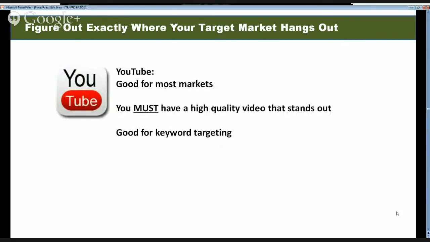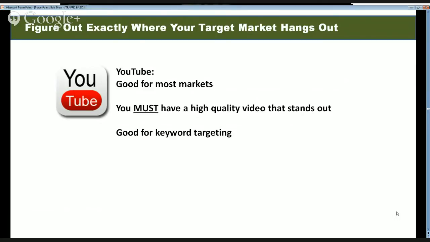YouTube is really a great place, and you can market to just about anybody and any topic on YouTube. But the problem with YouTube is that you absolutely positively must have a really high quality video, and it's got to stand out. It's got to be distinctive. So if you don't have that, don't even think about YouTube.